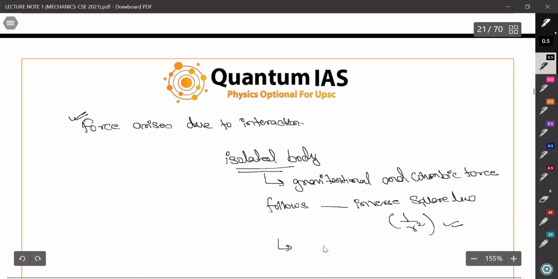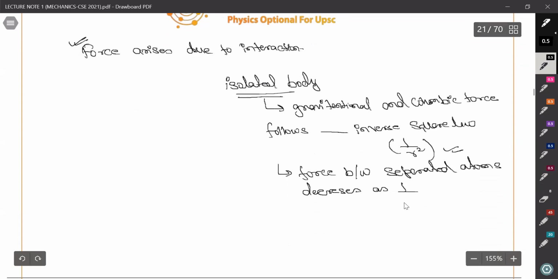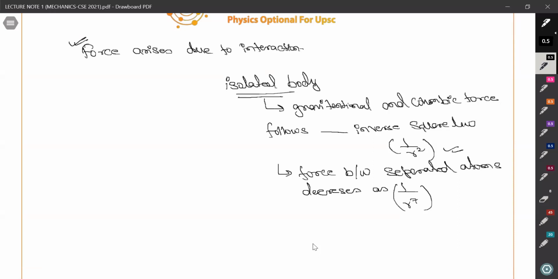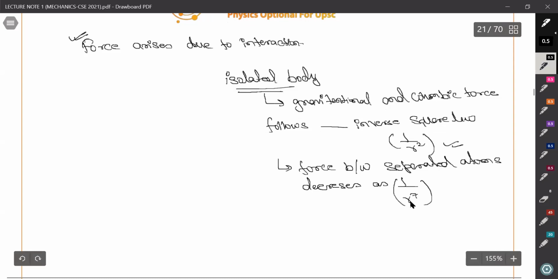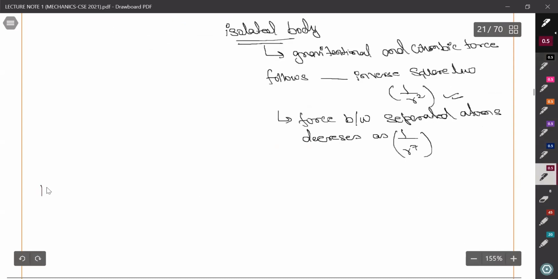Also, the force between separated atoms, if we go to the atomic level, also decreases as 1 by r raised to the power 7. So if force decreases on increasing the distance, we can get an isolated system if we separate the bodies to a larger extent, right? So these are what we have to study in Newton's first law of motion.